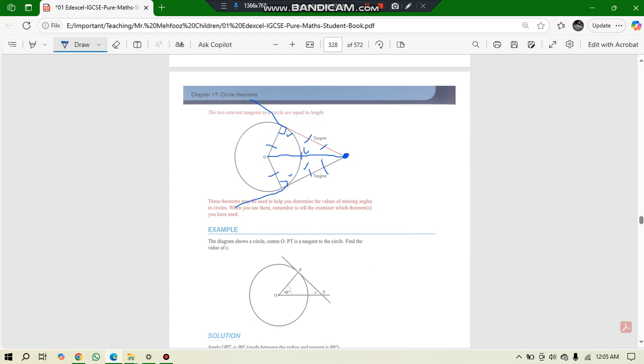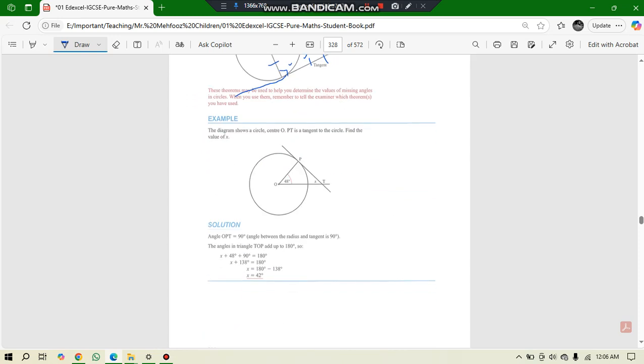Okay, these theorems may be used to help you determine the values of missing angles in circles. When you use them, remember to tell the examiner which theorem you have used. So if you use any of the above theorems, you have to make a reference to this theorem.